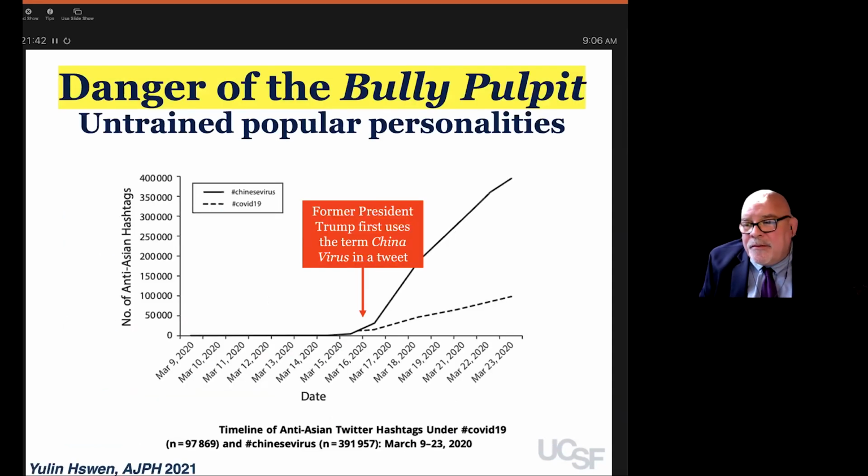Now, here's a warning for us all. This is a paper published last week by UCSF, Dr. Yu-Lin Chuen, and this highlights the danger of the bully pulpit. Untrained popular personalities can have adverse consequences. What Dr. Chuen did is she looked at the number of anti-Asian hashtags from March 16, 2020 to the rise in hate. And what this shows is that people who are untrained but very popular, who venture into fields that they know nothing about, can have dangerous implications and consequences. And that's why we need to be careful.